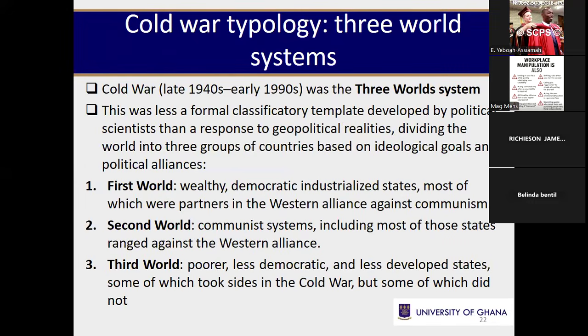A third typology, my dear friends, is what we call the Cold War typology. All these are comparative politics practices, where we try to classify entities, or if you like, countries or political systems, based on certain similarities or patterns.